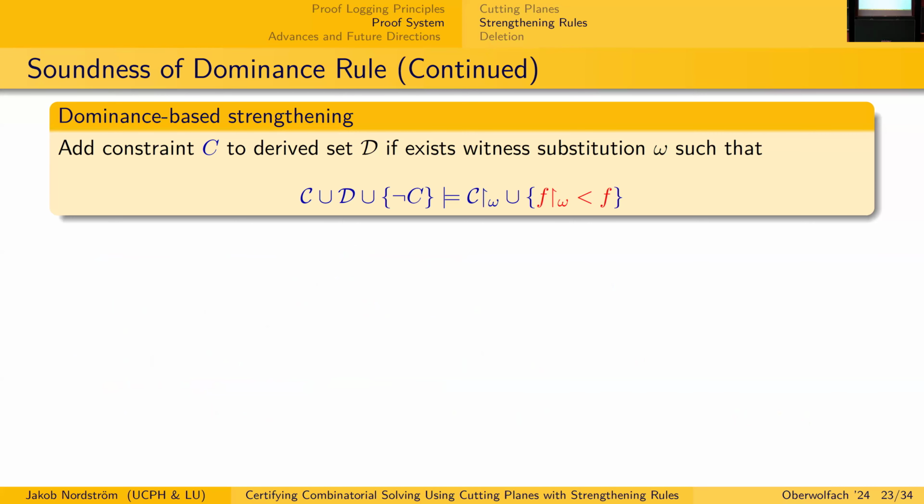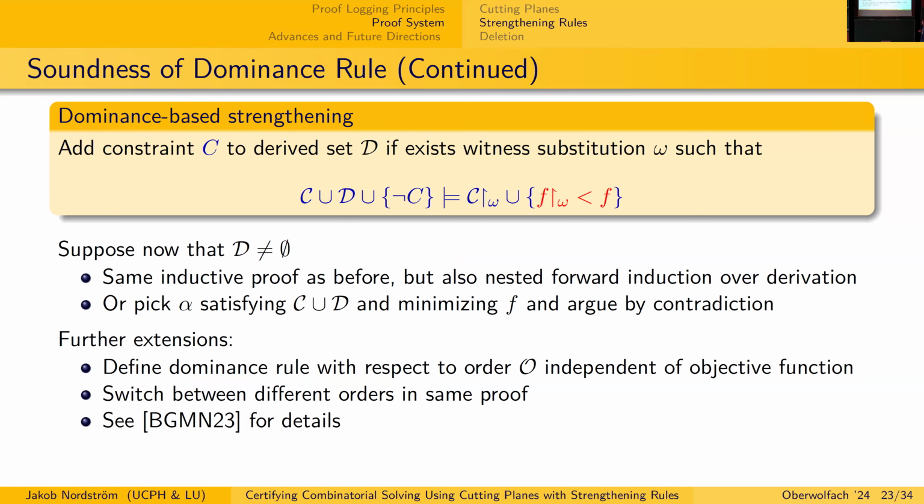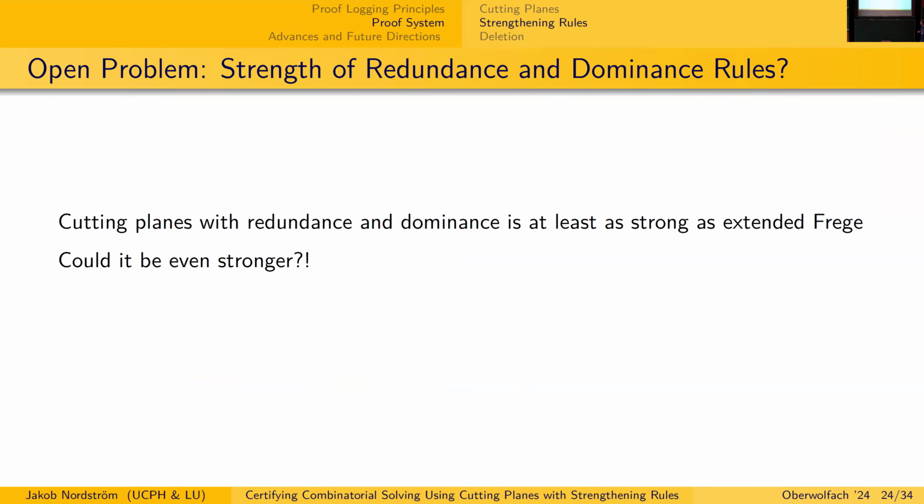Okay, and again, we're running a little bit out of time, but there are other sort of extensions you can do to this. And okay, we already had extended Frege. What happens when we add the dominance rule? Do we get even more? And Neil will tell us that maybe yes, after the break.